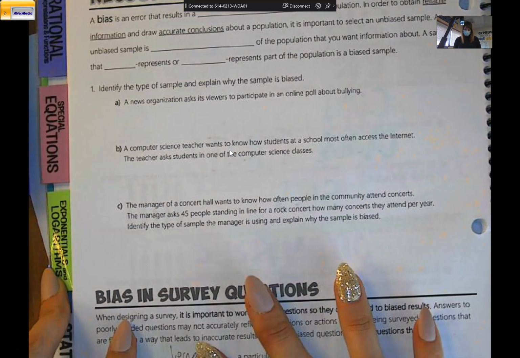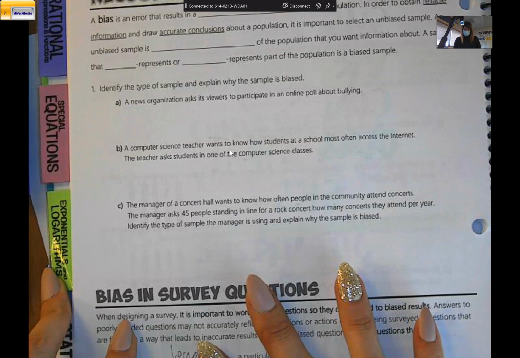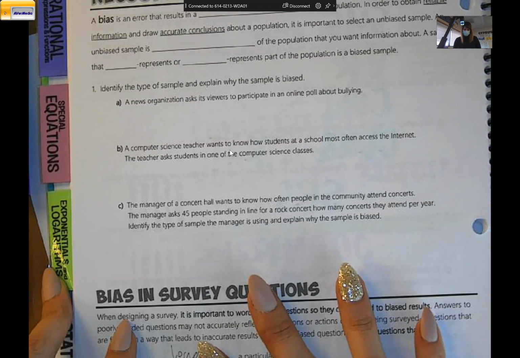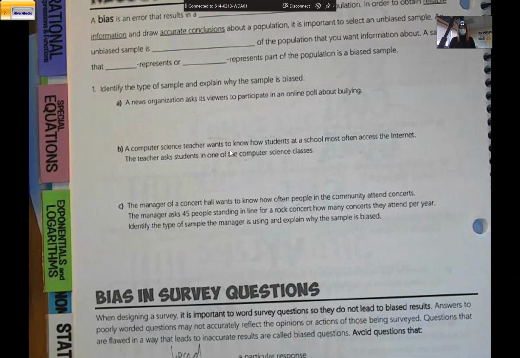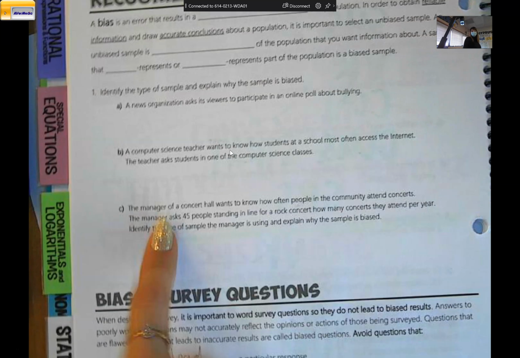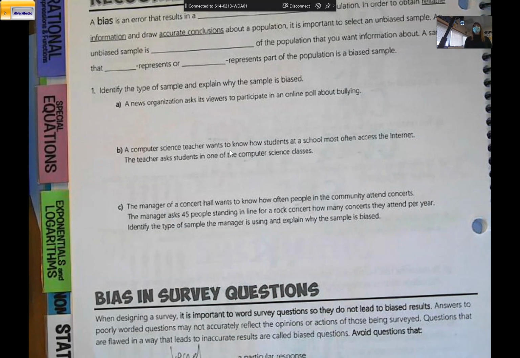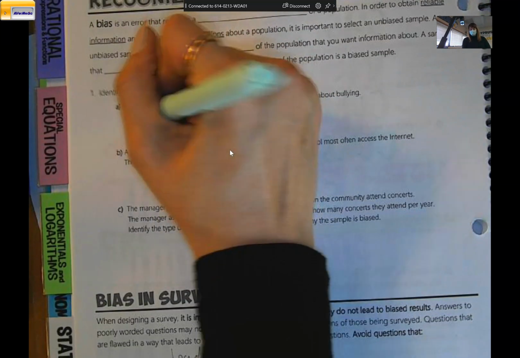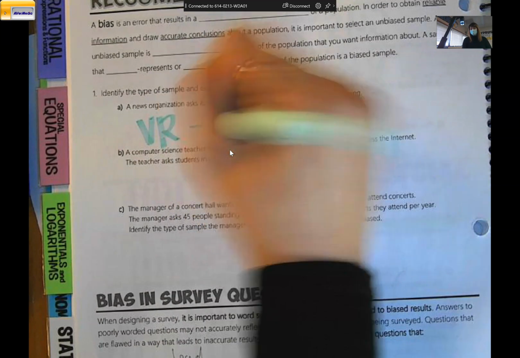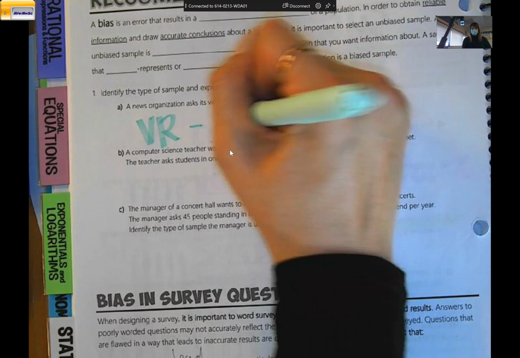Okay, turn the page. We're almost done. We know the top parts. Okay, so each one of these methods is biased. I'm just going to discuss each one very quickly. A news organization asks viewers to participate in an online poll about bullying. So the issue is this is voluntary response and people feel strongly.